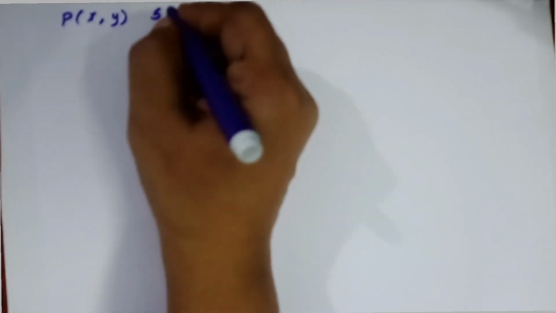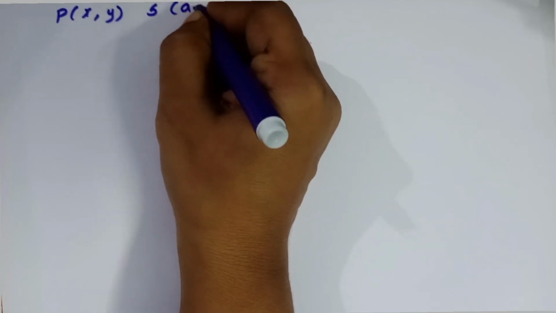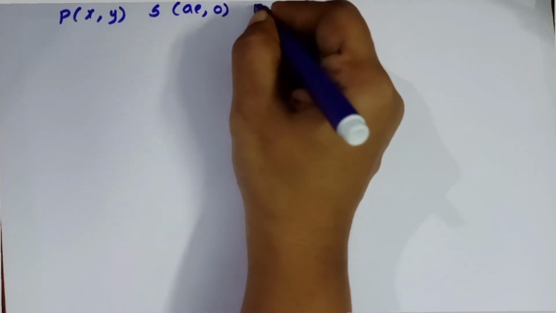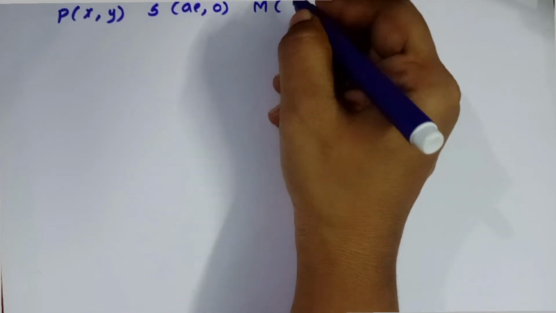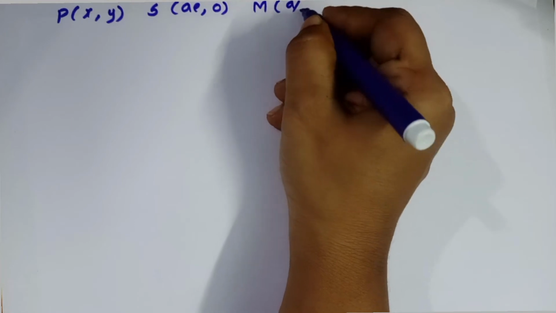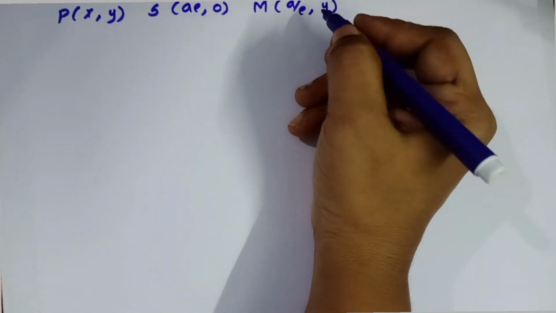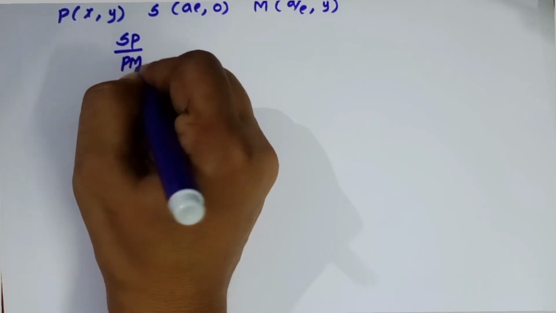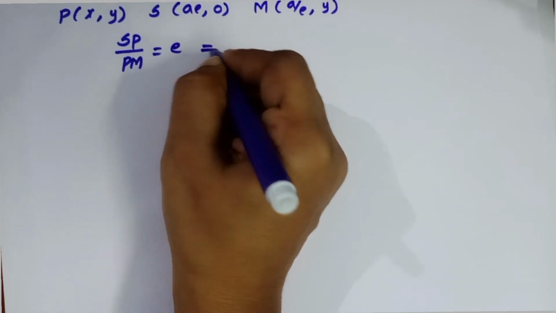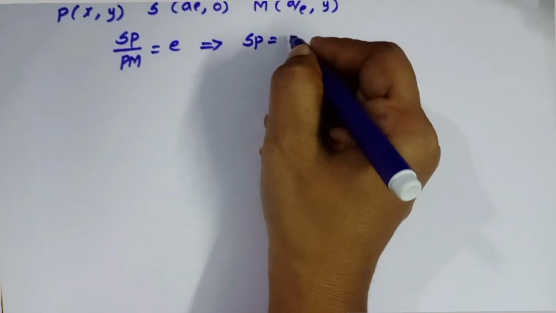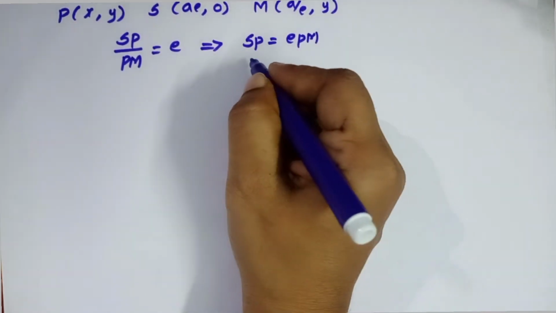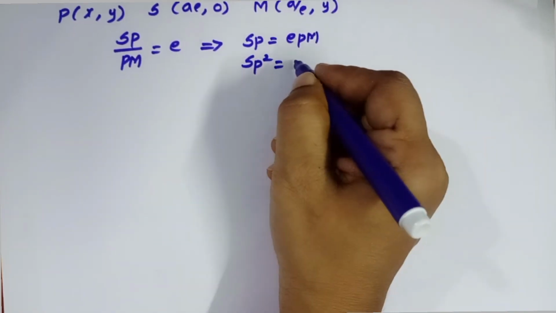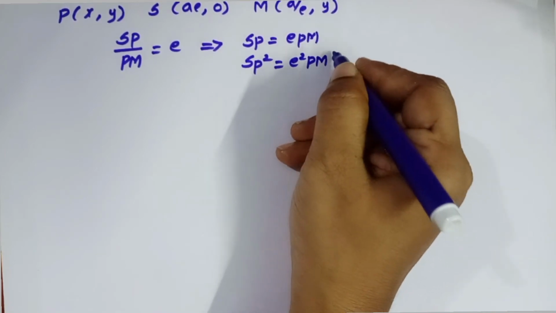Now we get P as the movable point (x, y), and S is the focus point we got from the derivation, (ae, 0), and M is the coordinate point on the y-axis, which is (a/e, y). So according to the definition of the conic, for an ellipse you have SP by PM equal to e. On cross multiplying you get SP equal to e times PM. On squaring on both sides you get SP squared equal to e squared into PM squared.